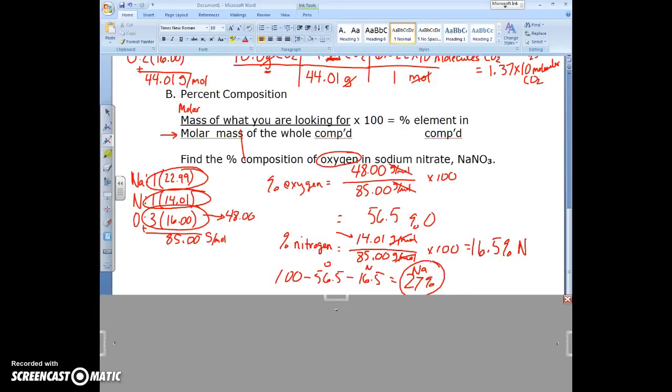All right, so that's how you use molar mass as a conversion factor, and how to do percent composition.